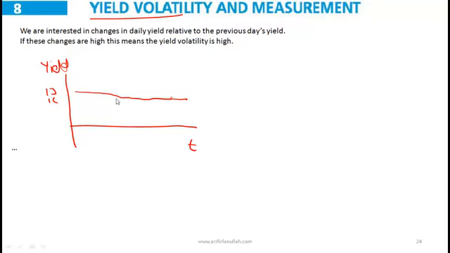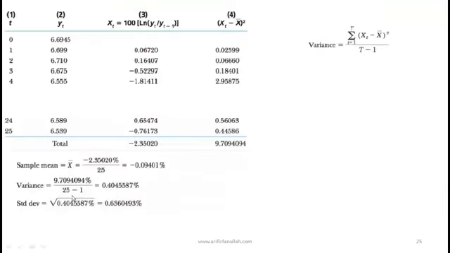The volatility is low, versus you might have another market where again over time the yield might be relatively low at 3%, but the yield is changing a lot from day to day. So in this case, the yield volatility is high. The yield itself is low on average, but the yield volatility is high. So if the day-to-day changes in yield are high, then that means volatility is high. How do you think you measure yield volatility? You look at standard deviation.